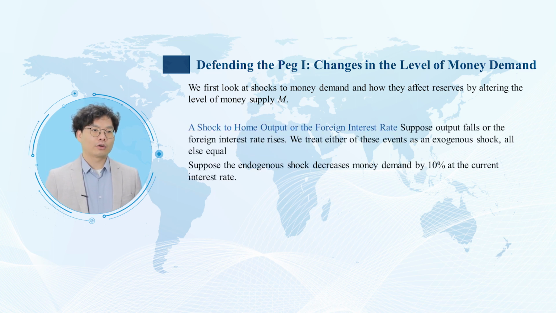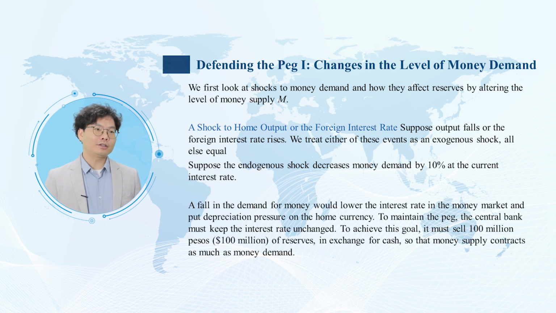When output falls or the foreign interest rate rises, money demand will decrease. For example, suppose we start with a central bank balance sheet as given earlier. Initially, money supply is M1, or 1,000 million pesos. Suppose money demand then falls by 10%. This would lower money demand to M2, 900 million pesos, and a fall in the demand for money would lower the interest rate in the money market and put depreciation pressure on the home currency.